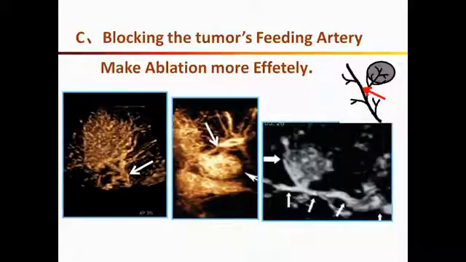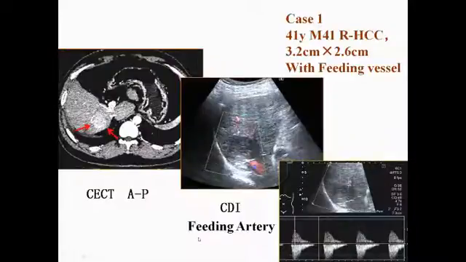And the third one, contrast ultrasound to guide the puncture, to block the tumor's feeding artery to make the ablation more effective. As we know, the tumor usually has one or two feeding arteries. If we can show the feeding artery very clearly, just like this picture, we can block the feeding artery and reduce the tumor perfusion, and then make the ablation more effective.